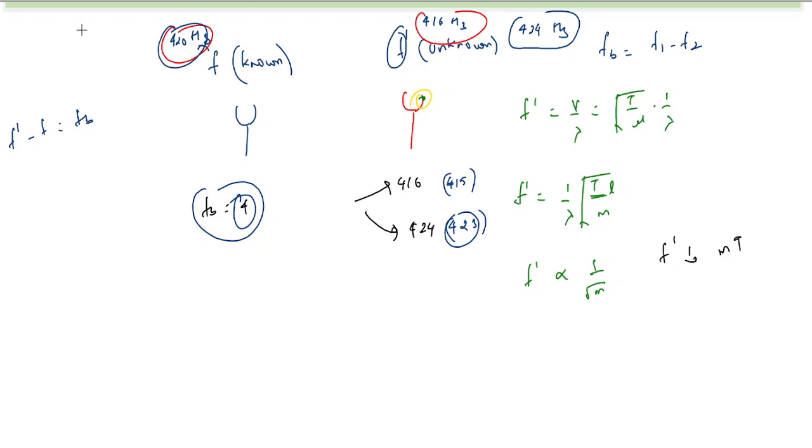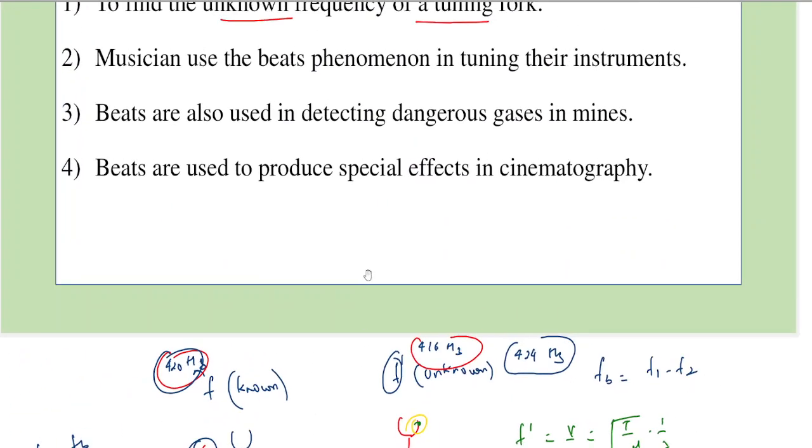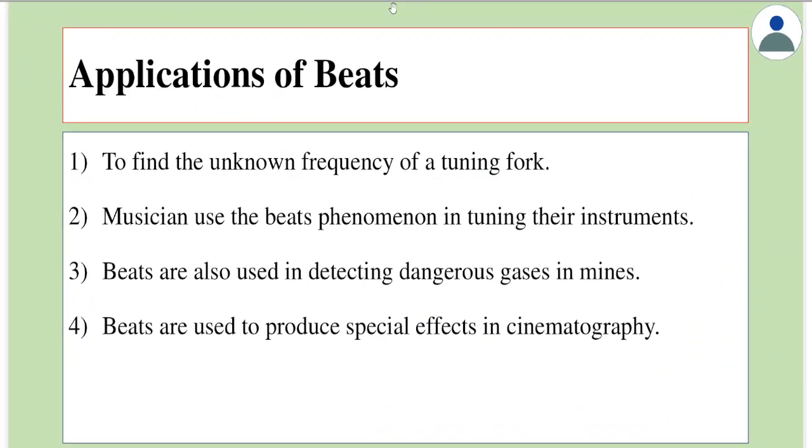Suppose it was 416 Hertz earlier, and by putting some wax onto it, it becomes 415 Hertz. So if 415 Hertz is sounded with 420 Hertz, then what we get would be 5 Hertz. It means that when the beat frequency increases, the frequency was a lower value. In that case, you can say that f minus f dash is the beat frequency. So in this way, you can find out the frequency of the unknown tuning fork. The first use of it.